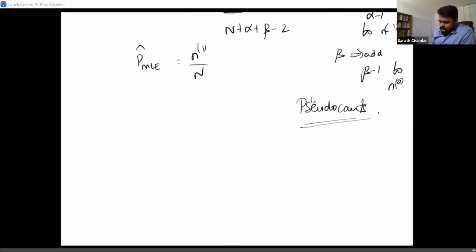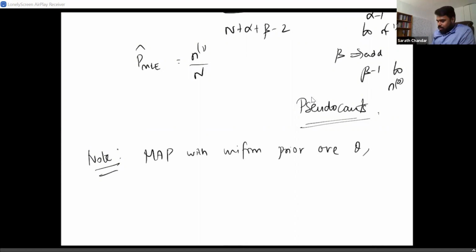Okay, a quick note: if I do MAP with a uniform prior over theta, then that is exactly what MLE is doing, right? So MLE is just putting a uniform prior over all possible theta. And in reality, we know how the data arrived, so we might have some knowledge about the data. We can use this knowledge and come up with a better predictor than MLE by incorporating these priors.